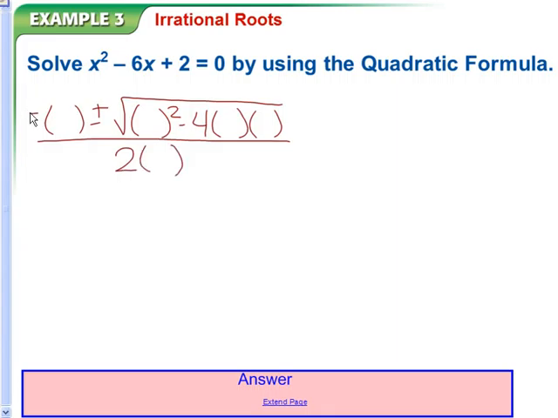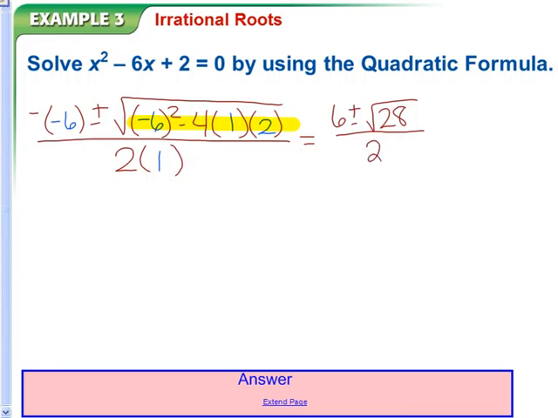This time b is -6, a is 1, and c is 2. Again, we start by calculating the discriminant. And remember, you don't put in the square root when you type that into your calculator. And we get 28 this time. So -6 is +6 plus or minus square root of 28 over 2.